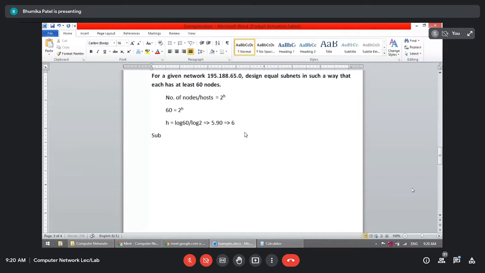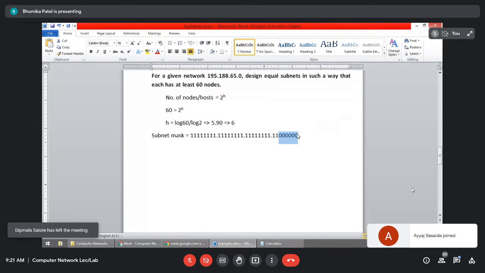Right? So for the subnet mask, first of all, 195 belongs to class C. This is important. If we do not know the class of the IP address, then we cannot identify how many ones will be there for the network ID. So here 195 belongs to class C, so the first 24 bits will be 1, and the remaining 2 bits are also 1 and 6 bits will be 0. This is important. These 6 bits are 0 because the value of h is 6.